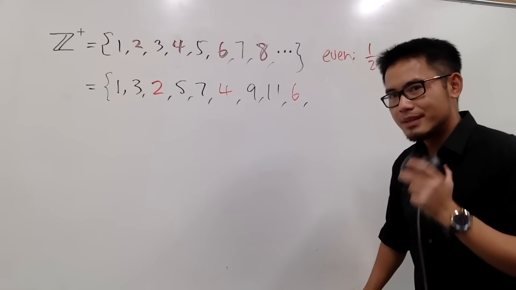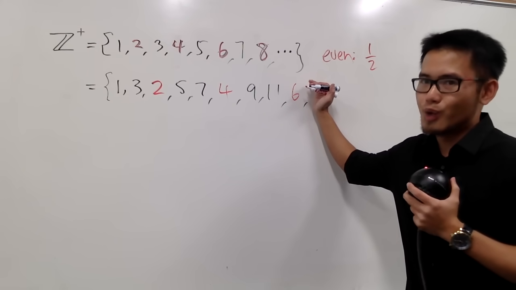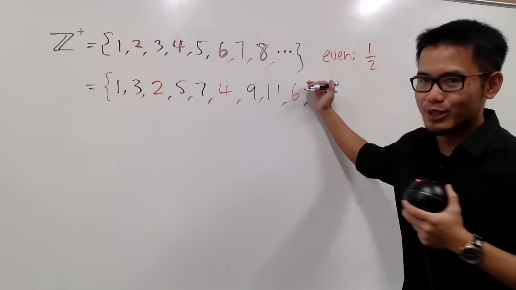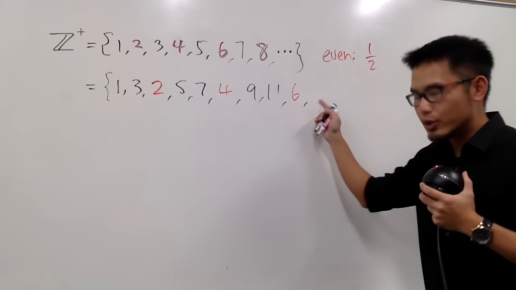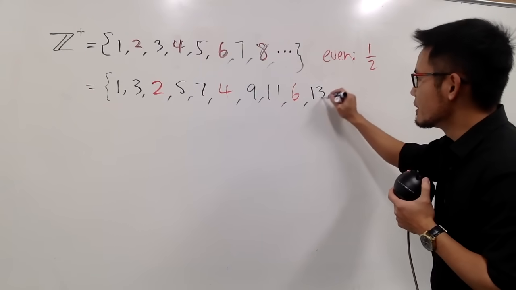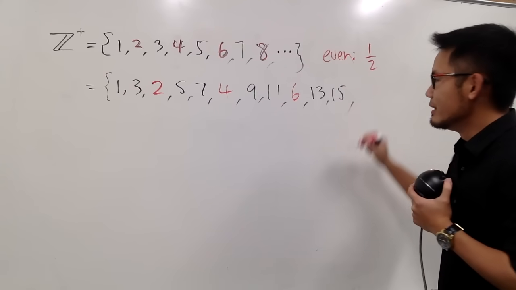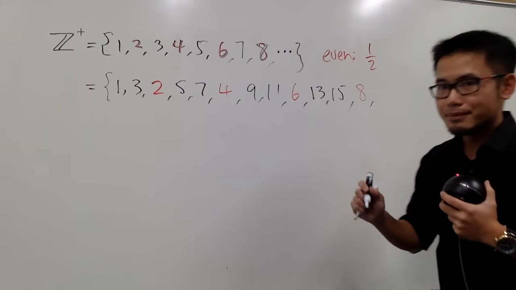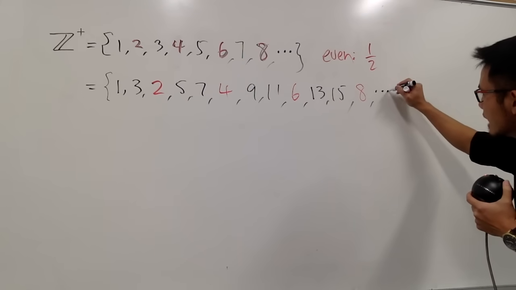Okay, now here's the deal. If I close this set right here, this will be wrong in the sense that I haven't listed out all the positive integers, right? Well, can you figure out what's the next number? Sure, because we do have a nice pattern. You know the next number is going to be 13. What's next? 15. And then you know the 8 is coming right here. And the deal is that, seriously, there's no way for us to list out all the numbers, so we do have to put down the dot, dot, dot.